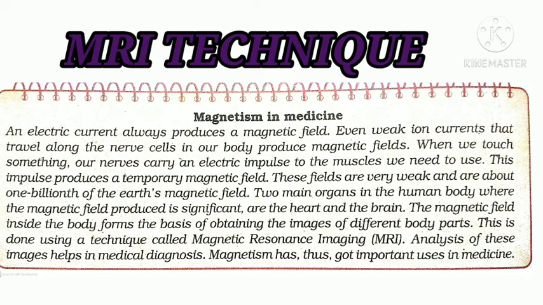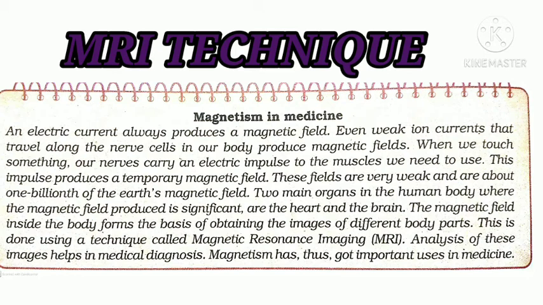An electric current always produces a magnetic field. Even the weak ion currents that travel along the nerve cells in our body produce a magnetic field. When we touch something, our nerves carry an electric impulse to the muscles we need to use. This impulse produces a temporary magnetic field. These fields are very weak and are about 1/1000th of the Earth's magnetic field. Two main organs in the human body where the magnetic field produced is significant are the heart and the brain.